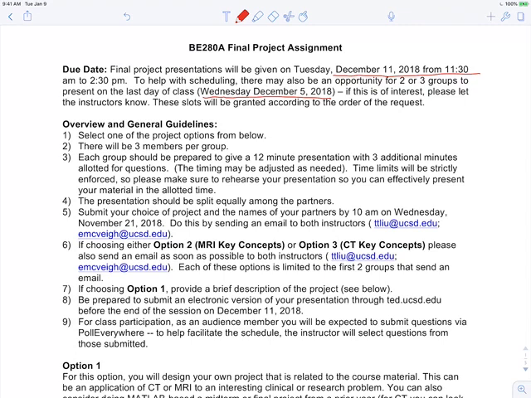Right now it looks like 3 members per group. That's assuming 45 students. Now, if there are changes in enrollment, that may or may not change. But for now, assume you're looking for a group of 3. If we need to, we might have a group of 4, but essentially, we're going to look for groups of 3 first. You'll be giving a 12-minute presentation. I think this is actually 9 minutes with 3 minutes for questions, so it's like 12 minutes total. So it's actually going to be quite short.